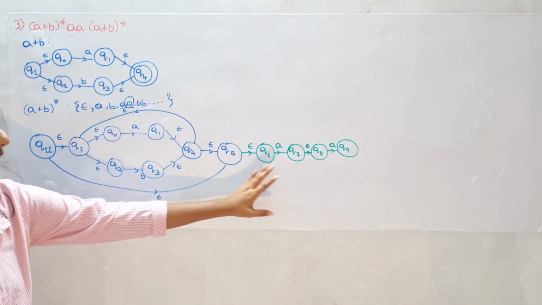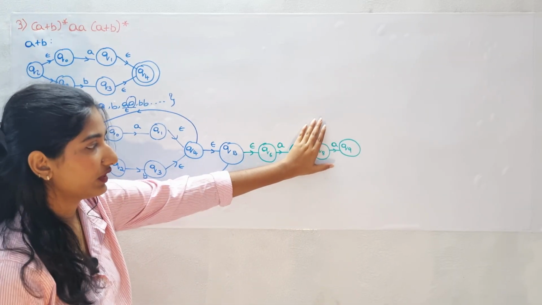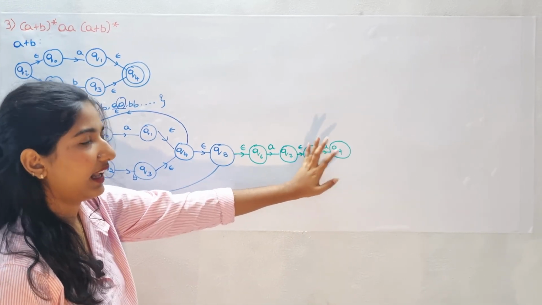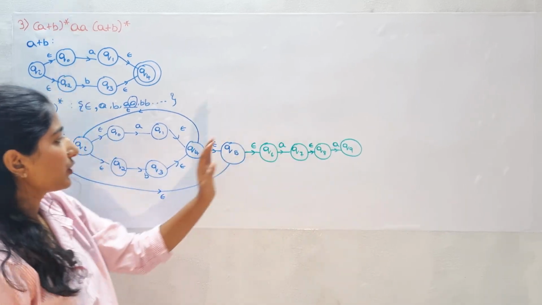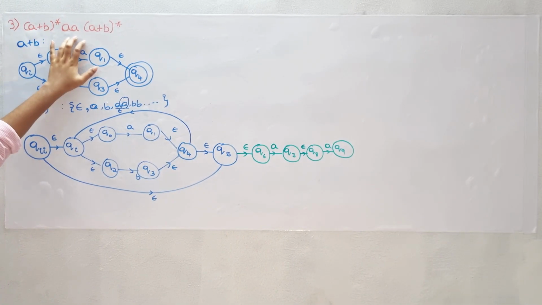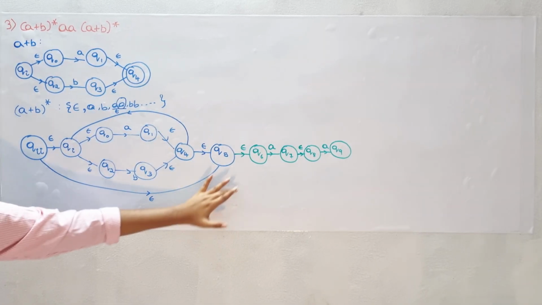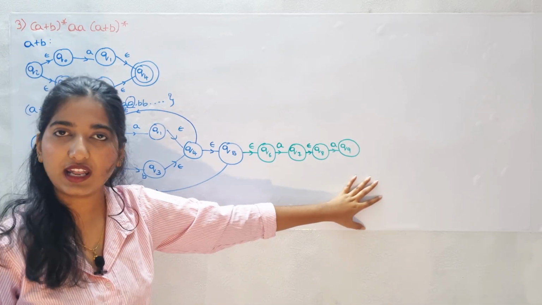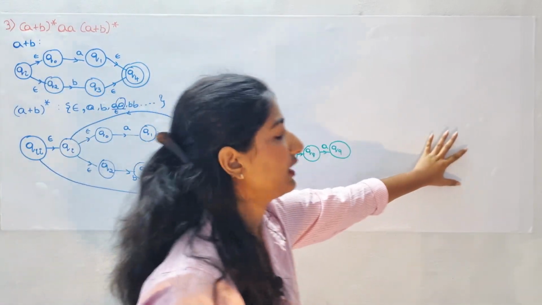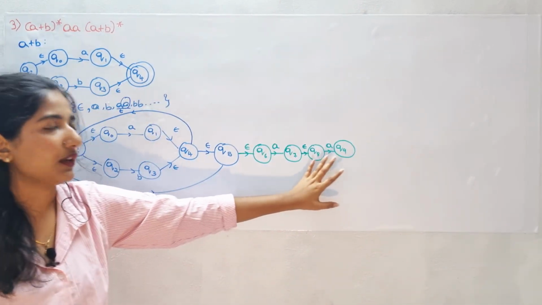Yes, aa done. You can remove this also. You can directly write aa, but since it is an epsilon NFA, we can write it like this also. So (a+b)*, aa done. Now write the same thing like this, that is (a+b)* again. Okay, I will be writing it here. Okay, (a+b)*.